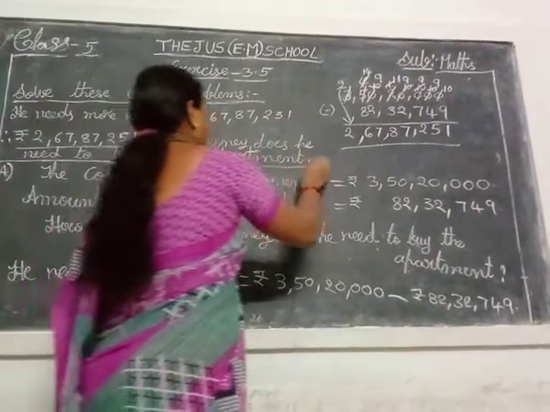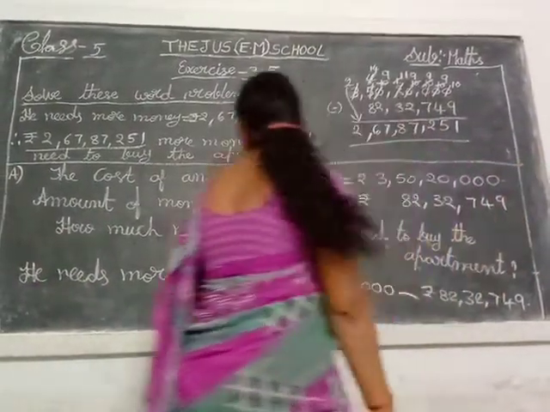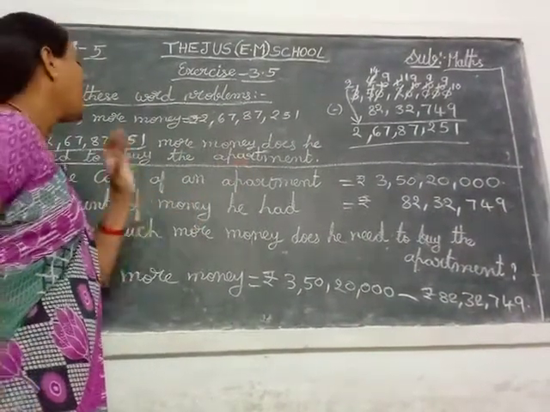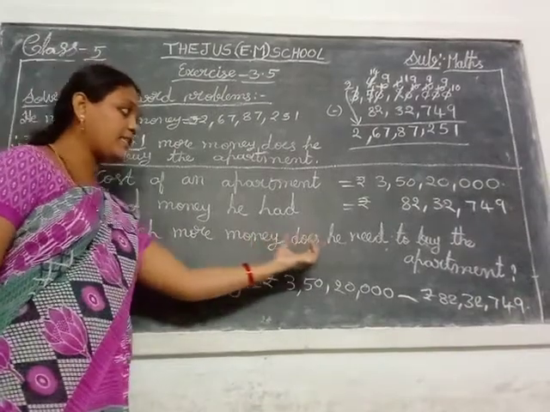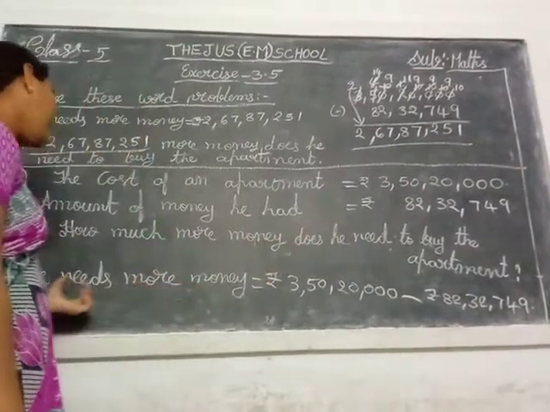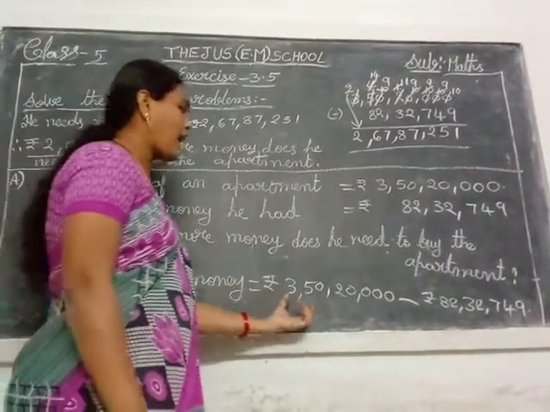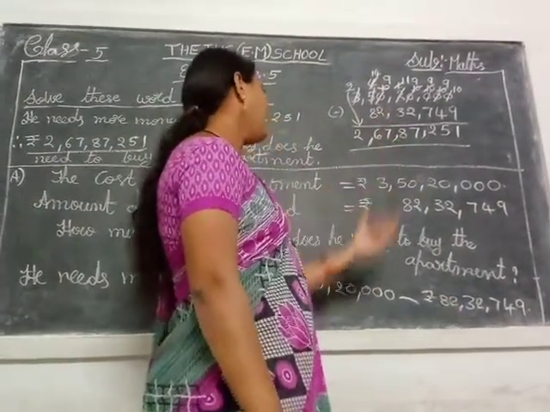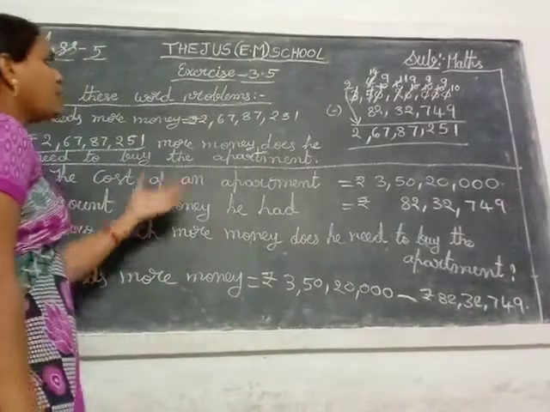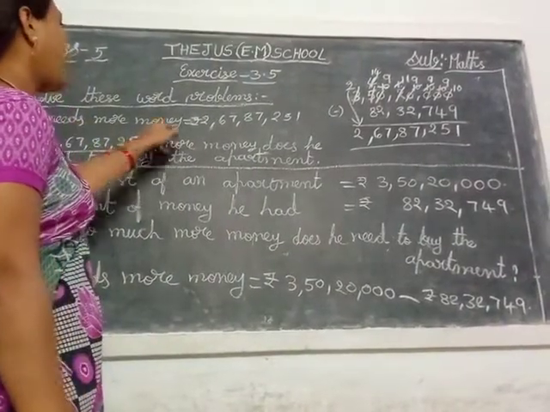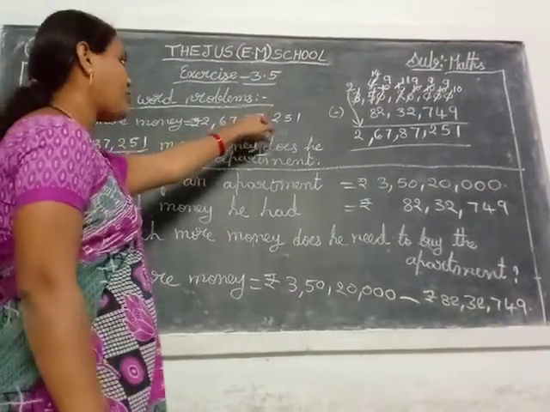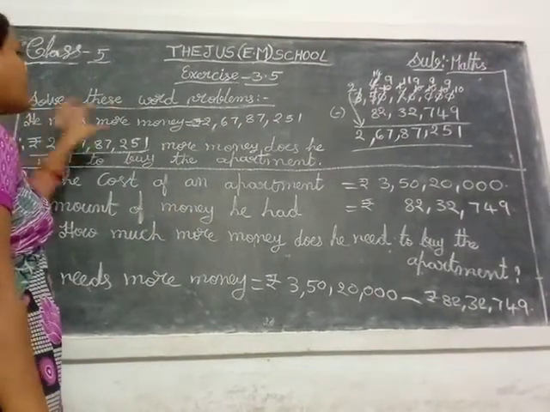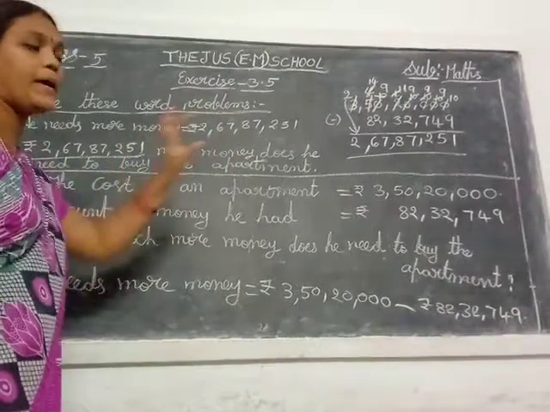Now this is the answer, children. First you write the cost of an apartment and the amount of money he had. Now we find out how much more money does he need to buy the apartment. So he needs more money. First total apartment price minus he had money. You do the subtraction. So he needs more money 2,67,87,251. So lastly writing the conclusion: this amount in rupees more money does he need to buy the apartment.